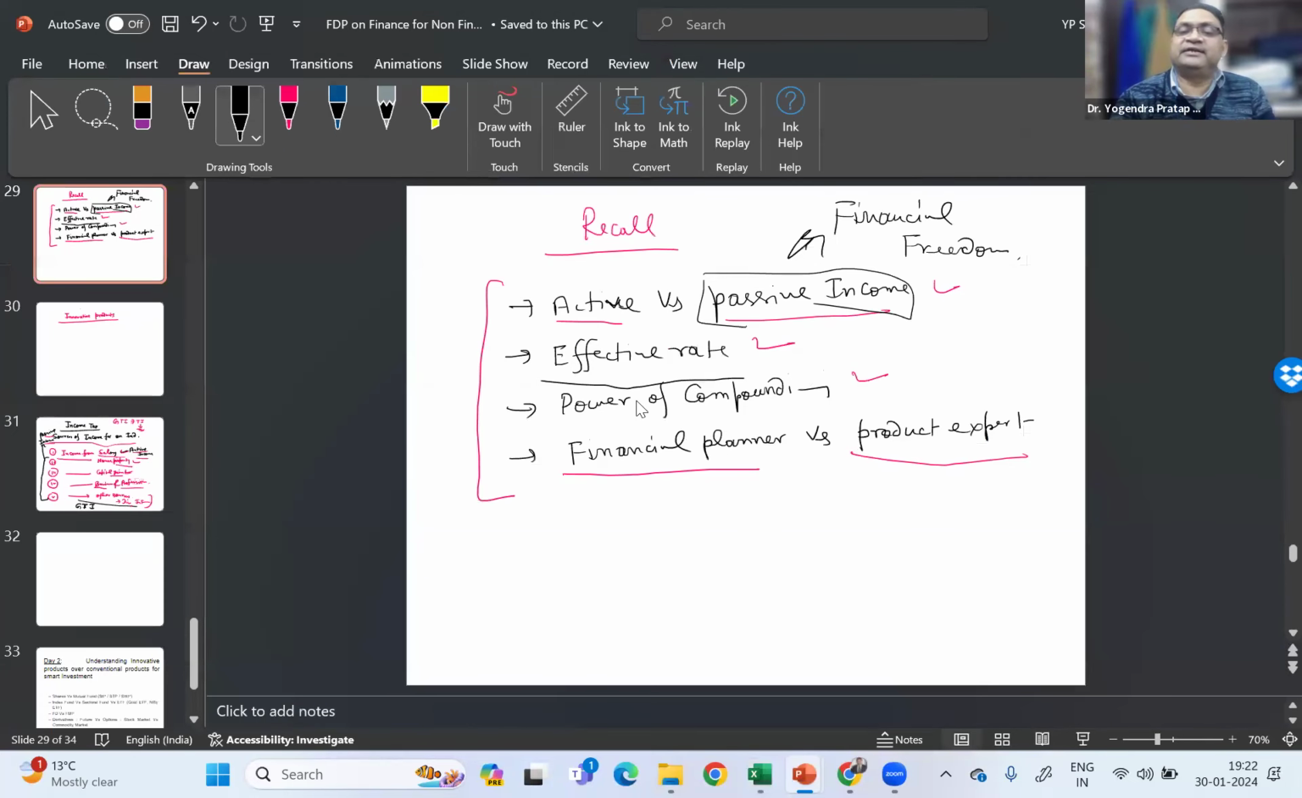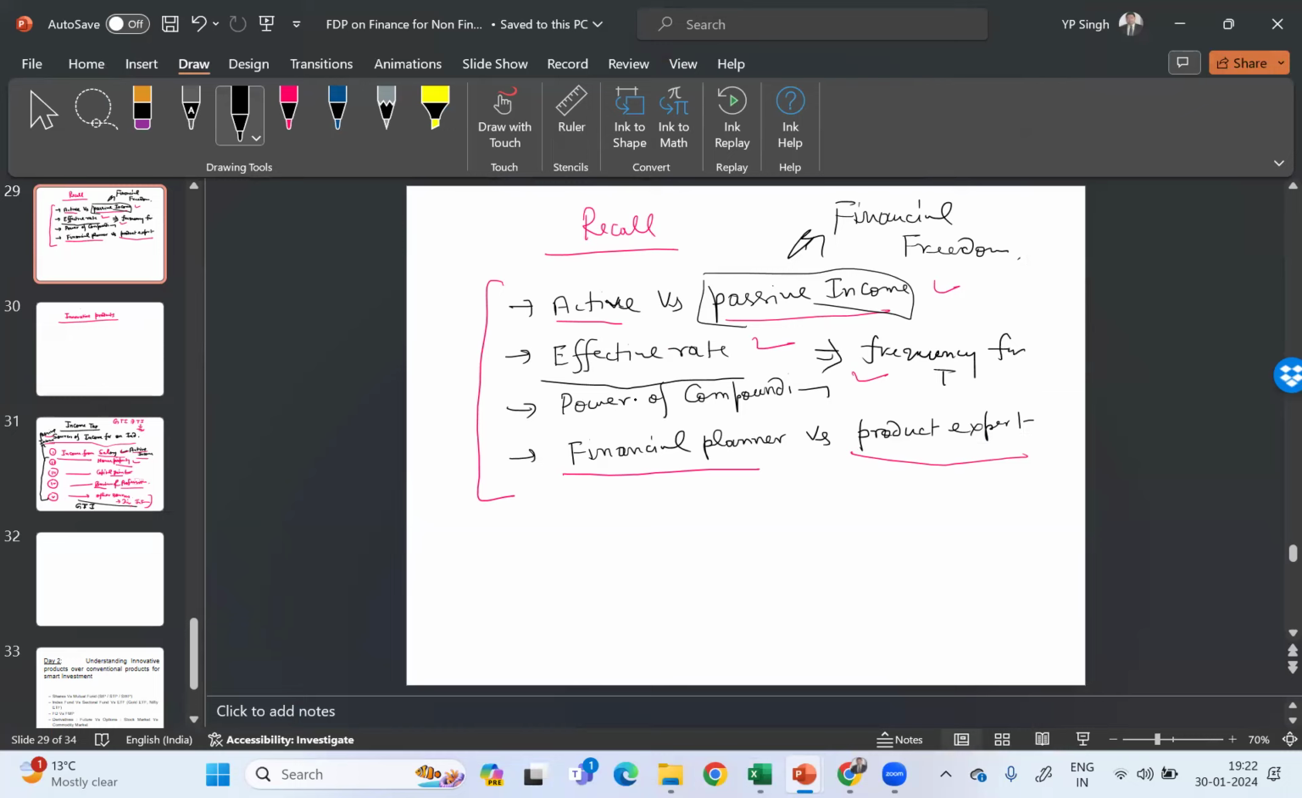This is what effective rate is all about. In effective rate, you have to look at the frequency. What is the frequency for interest payment? Because this will make a significant difference; when the amount is very huge, this will affect your decision making.